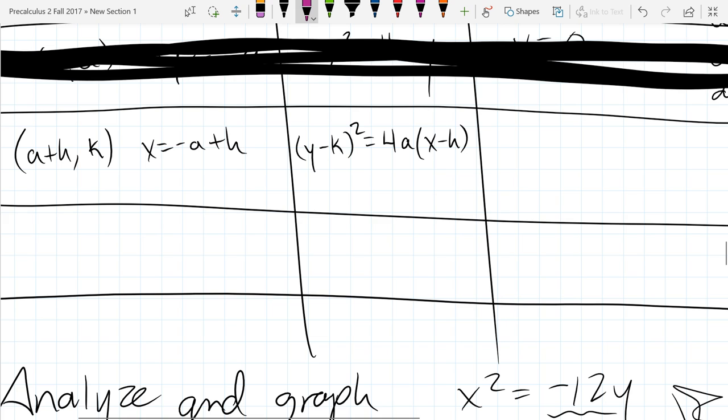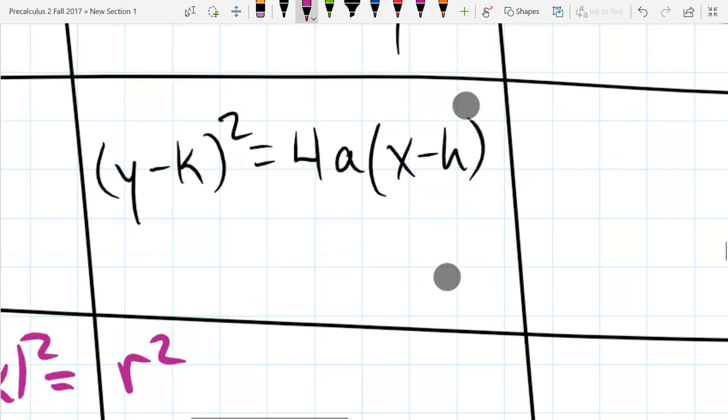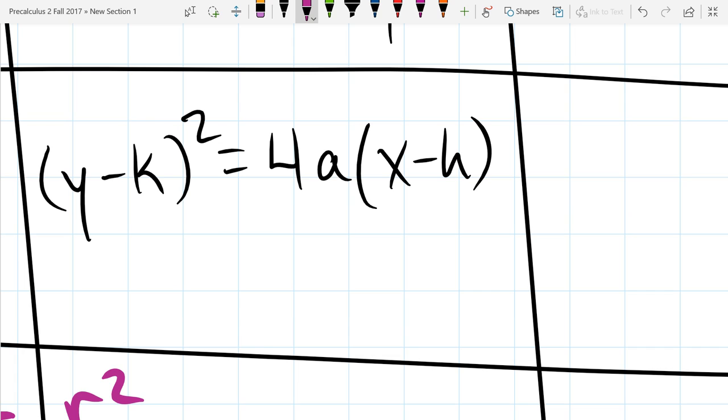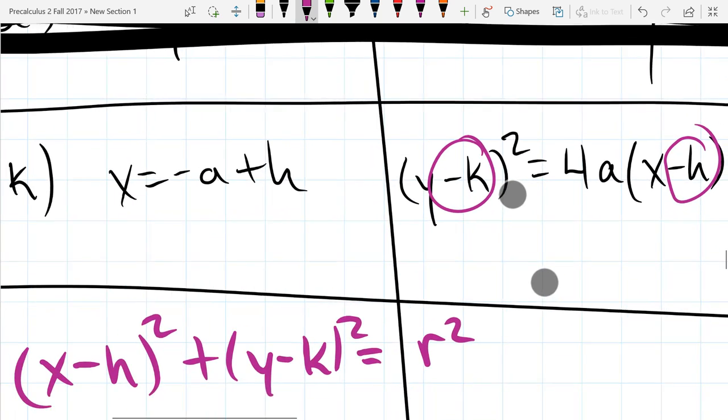I want to take your attention back to something we did relatively recently. So don't write this down. What is this the equation of? Circle. This is the circle not centered at the origin. The circle is shifted to the right h, and this is shifted up k. So it looks like the opposite of what it actually is. So something really similar is happening here. You're shifting, in this case, up k and to the right h. So it's really similar to the way the circle works.